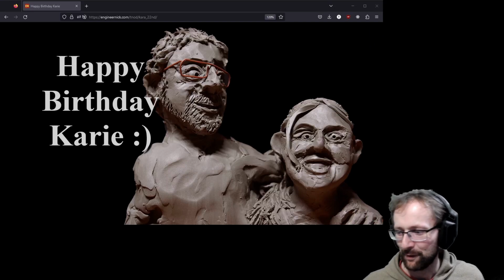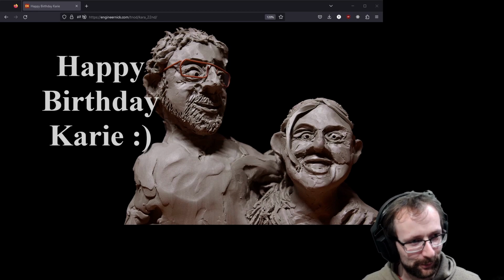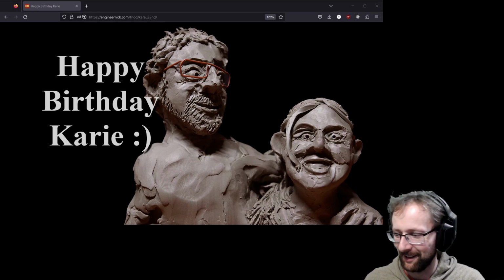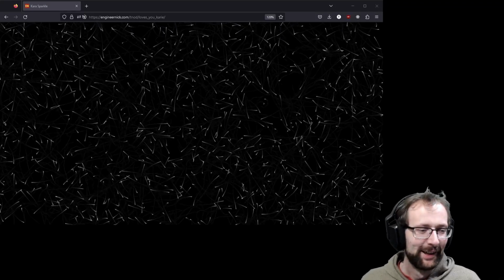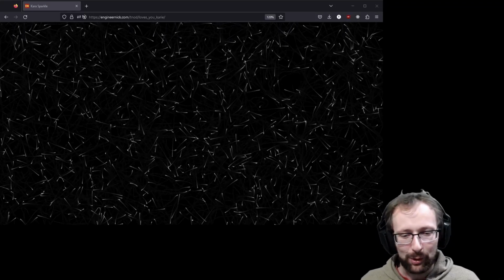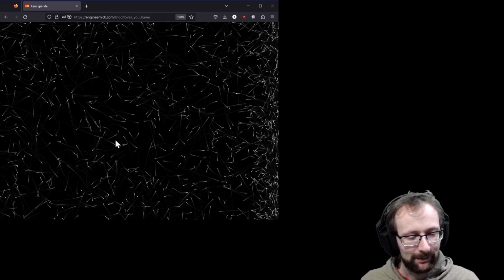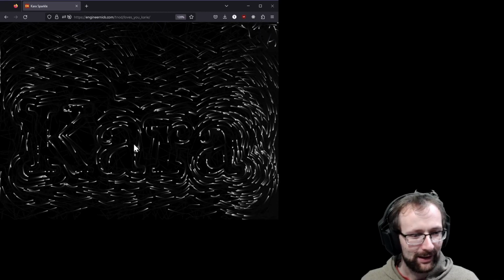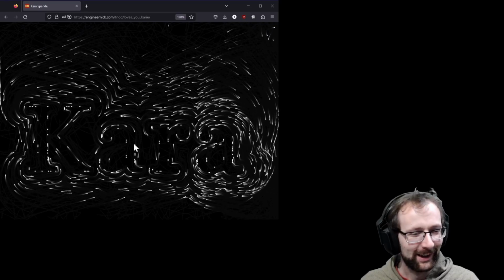There were a couple other personal things on there. This was a card I made for my partner when she turned 22. This was another one I made for my partner. It looks like just a random Boid simulation, I'll make this a little smaller, but if you hold down the mouse, they will suddenly start orbiting the word Kara.